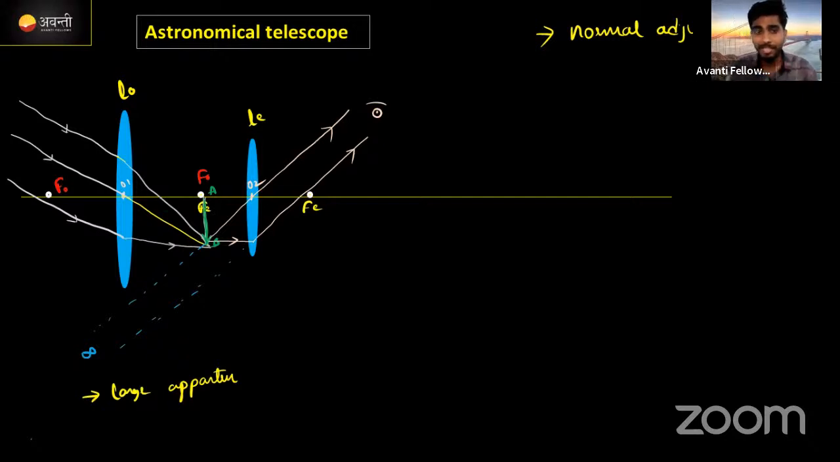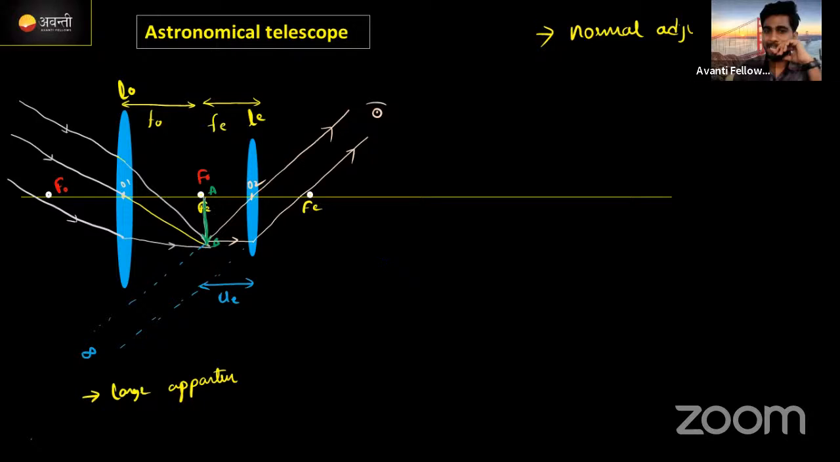Clear? Either from the object distance. This is the object distance. I'm going to call this one u_e because this is an object for the eye lens. That's why. Okay, and one more thing: from the first object to the principal focus, the distance is called the focal length of the objective lens. The second one we're going to call the focal length of the eye lens.